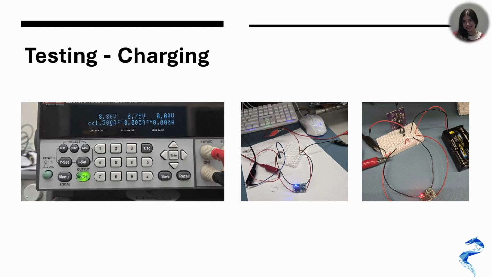The current immediately rises to our set limit of 1.5 amps, which indicates the constant current stage. We also observe a small voltage drop from 9 volts to about 8.86 volts. This slight drop is normal and caused by the high current through the leads and the switching action of our regulator. Once the battery reaches 8.4 volts, the current decreases, the voltage stabilizes back to 9 volts, and the LED turns blue to indicate charging is complete.